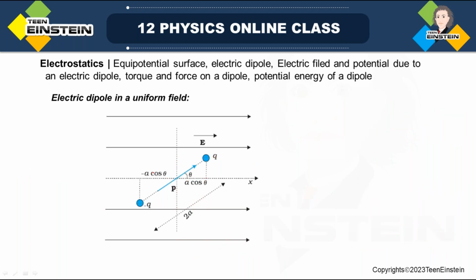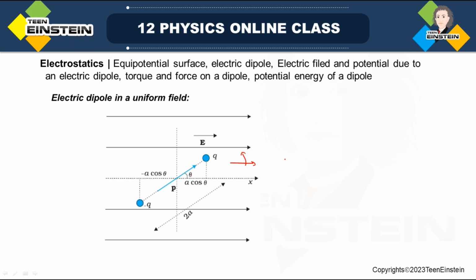Okay, if we see here, if the dipole is rotated, generally what will happen? The dipole will be like this. But if it is rotated by an angle theta, as you see here, the dipole is rotated by an angle theta.